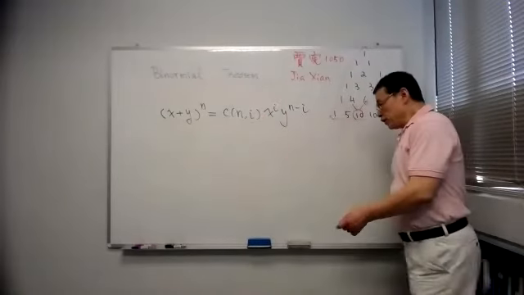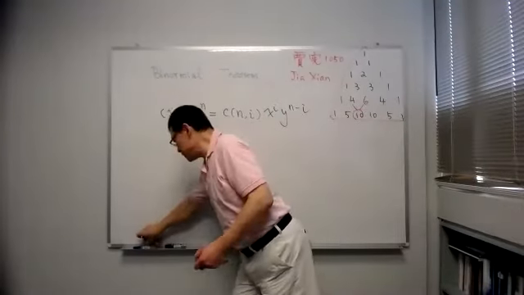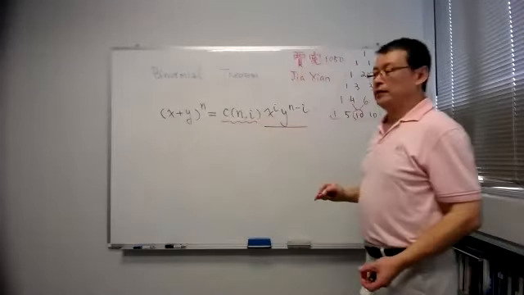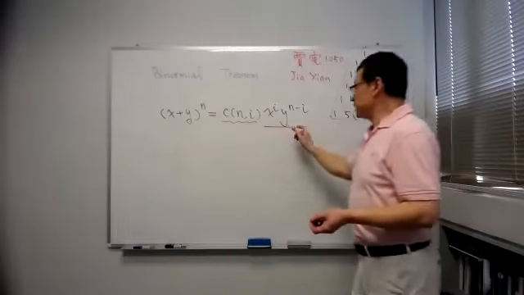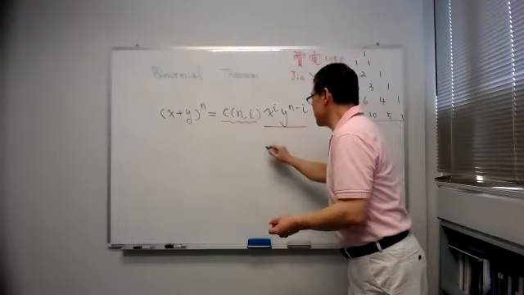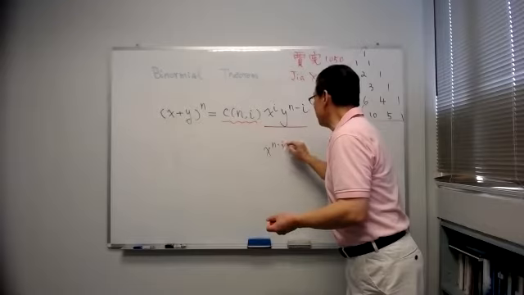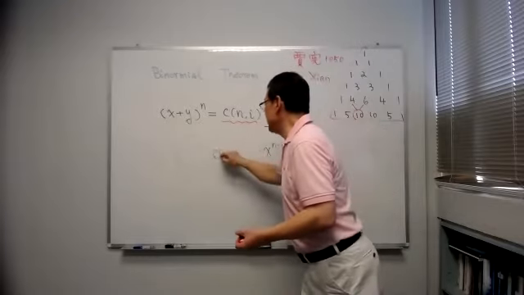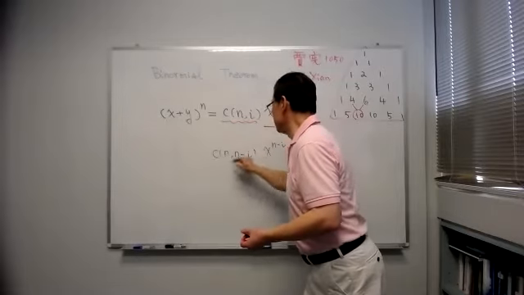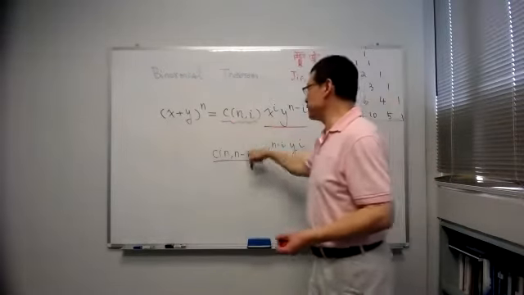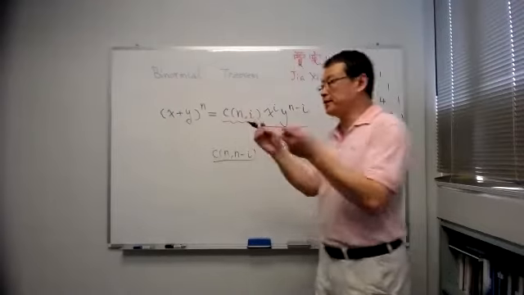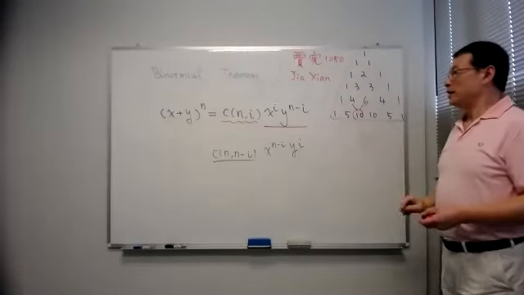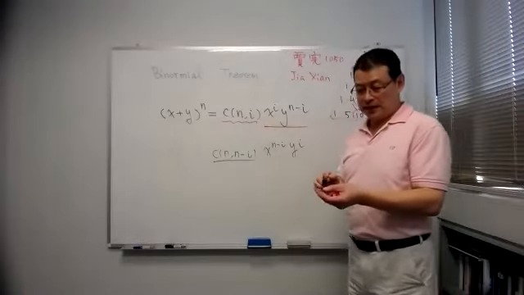All right. So the coefficient of the term is exactly C(n, i). Note the symmetry here. The term x^(n-i) y^i has coefficient C(n, n-i), and this one is the same as this one. They're equivalent, so it's symmetric. You see symmetry here, symmetry here. All right, so why is this the case?